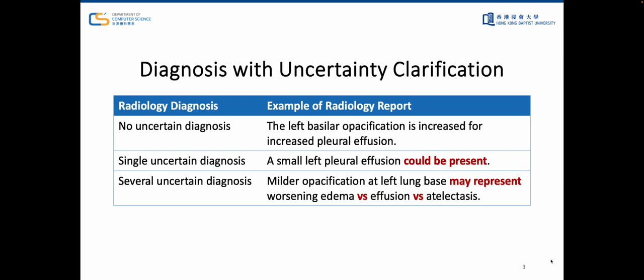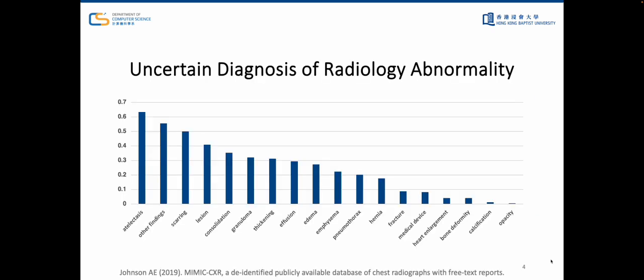Diagnosis is usually associated with some uncertainty. For example, a small left pleural effusion could be present. This is a kind of uncertain diagnosis. Uncertain diagnosis of radiology images is very common. Here is a statistic of the radiology abnormalities presented by a large-scale radiologist report dataset, MIMIC-CXR. As we can see, for some abnormalities, more than half of the diagnoses are uncertain.